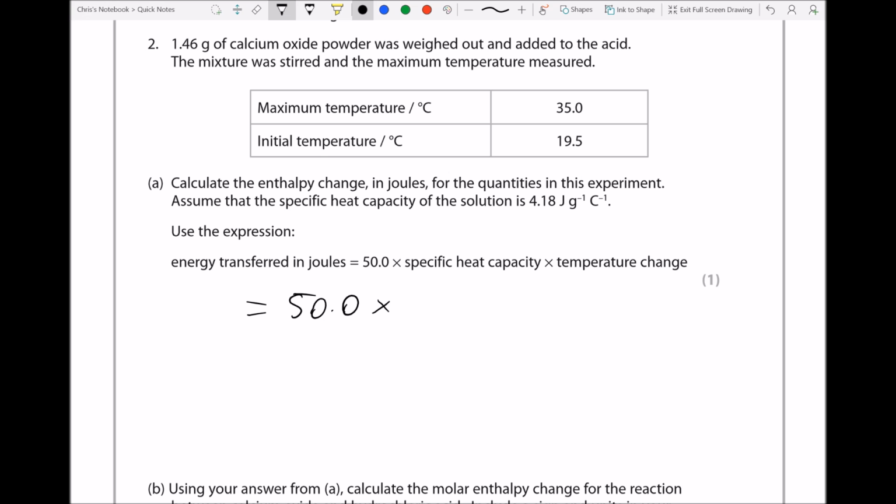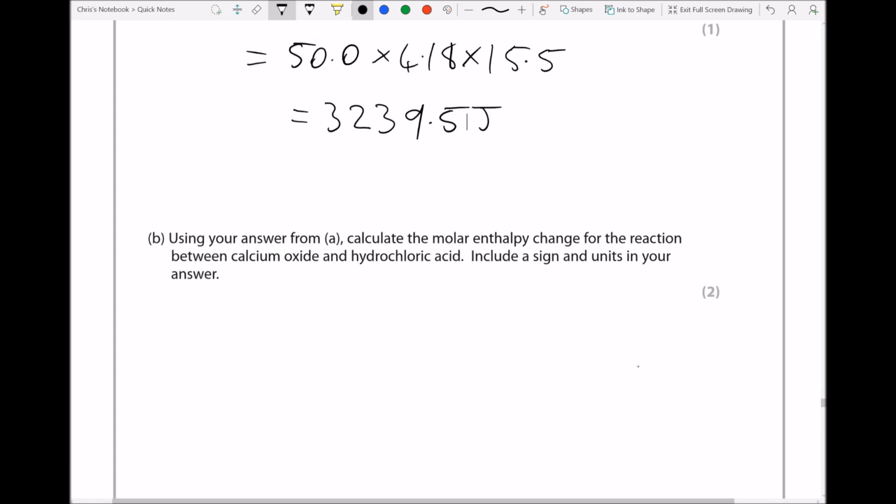I'm going to multiply that by the specific heat capacity, which was 4.18, and we're going to multiply that by the temperature change. So you're just doing 35 degrees minus 19.5 degrees. And that should get you 15.5, and that's your temperature change. And then you put all that into the calculator, you should get your energy in joules, which should be 3,239.5 joules of energy. So that'll get you that mark there. So not too bad.